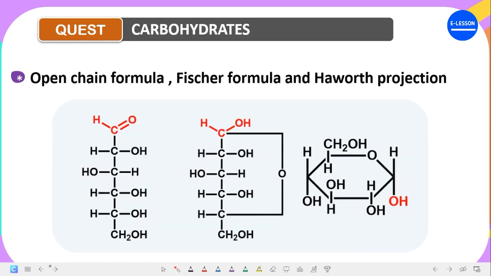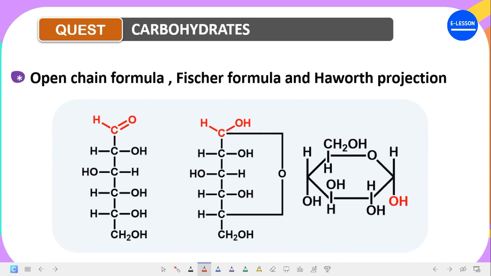Now, let's go to the next structure. This was something that was given to us in class, and most persons, even me, I was confused because I didn't really take note of it. It came out in the test. Draw the open chain formula, Fisher formula, and Haworth projection for glucose. Now, this is the structure of glucose.